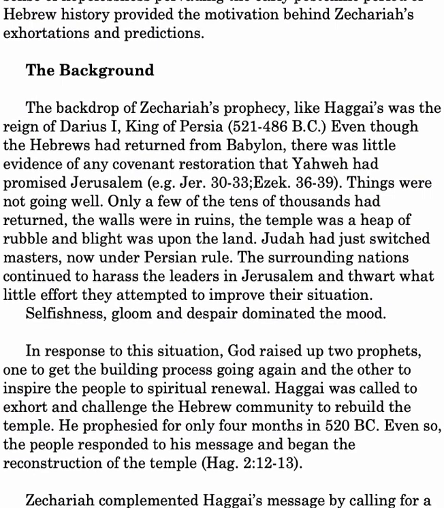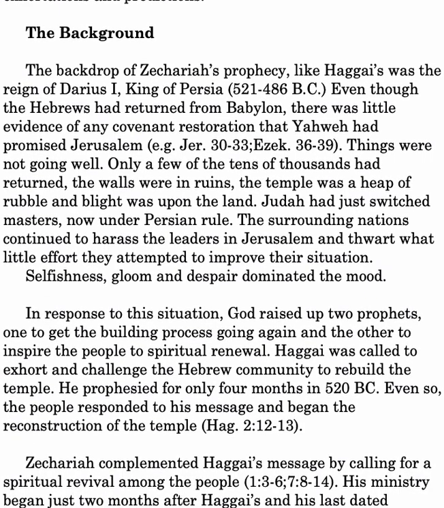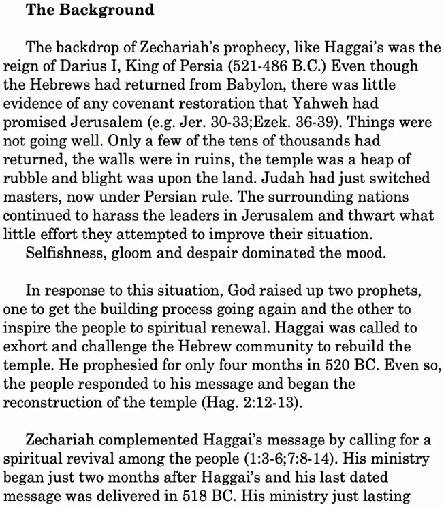The background. The backdrop of Zechariah's prophecy, like Haggai's, was the reign of Darius I, king of Persia. Even though the Hebrews had returned from Babylon, there was little evidence of any covenant restoration that Yahweh had promised Jerusalem. In other words, there were no signs that things were getting better. Things were not going well.